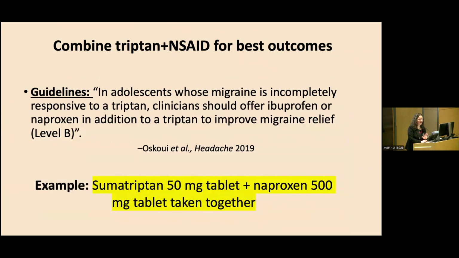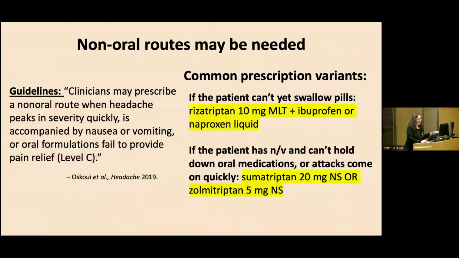So the most common prescription that I'm writing in clinic is for an adolescent who's about 60 kilos, and I'm writing sumatriptan 50 milligram tablets with naproxen 500 milligram taken together. And I want you to feel comfortable writing that prescription by the end of this talk. So we'll go into a little bit more detail. There are some situations where that's really not going to work.